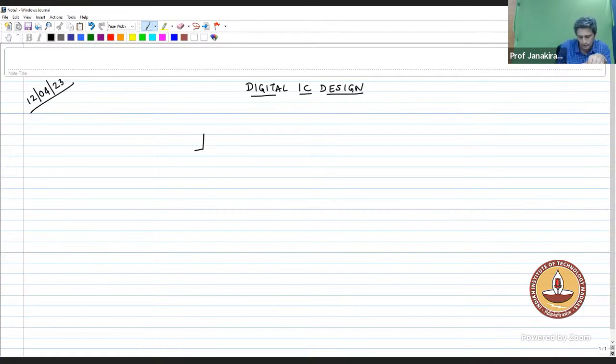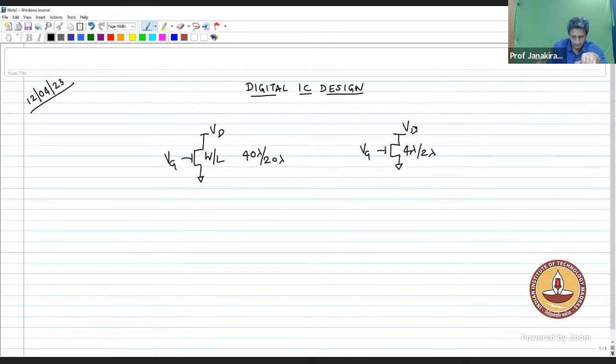You would have been given a transistor with a certain W by L. Let me ask that question here now. Let's say W by L is 40 lambda by 20 lambda. There is another transistor, which is 4 lambda by 2 lambda. This is VD, VG. What is the maximum current that can flow through these two transistors? And what are the voltages, VG and VD, that you need to apply for that? Assume that in this technology, VDD is 1.8 volt.